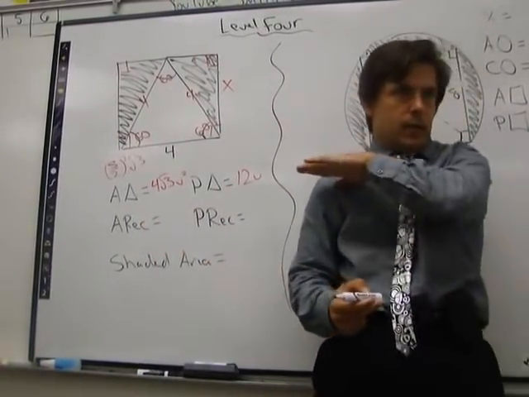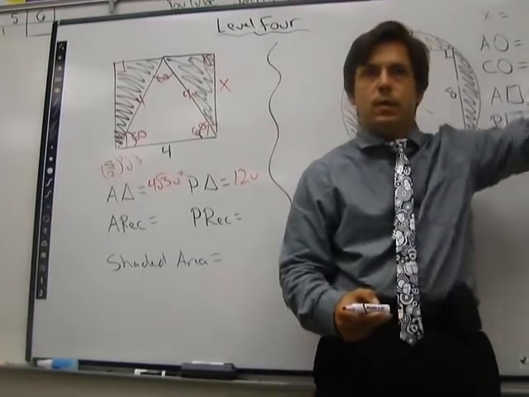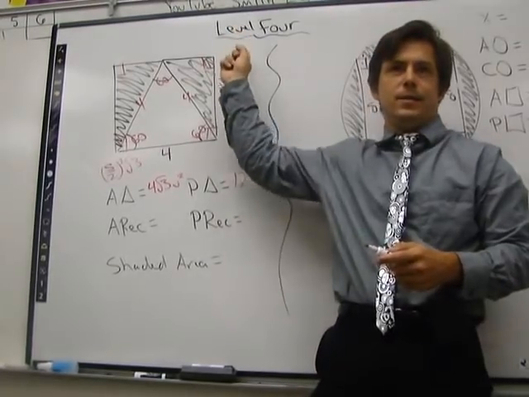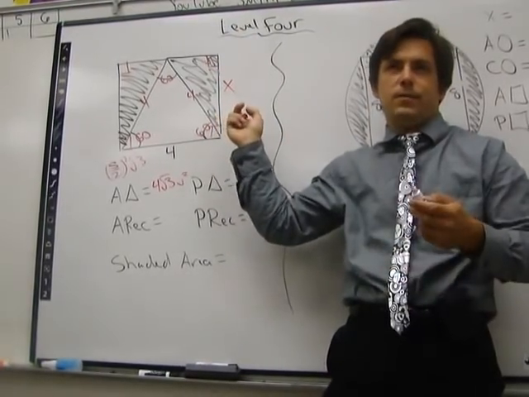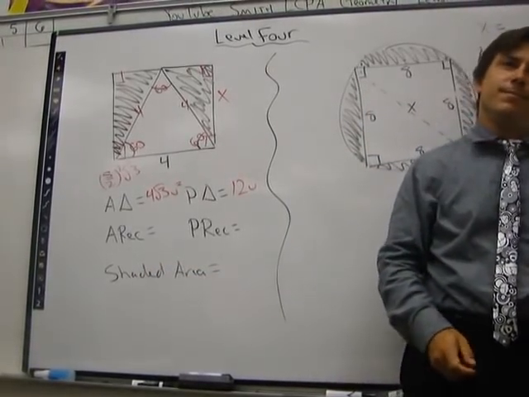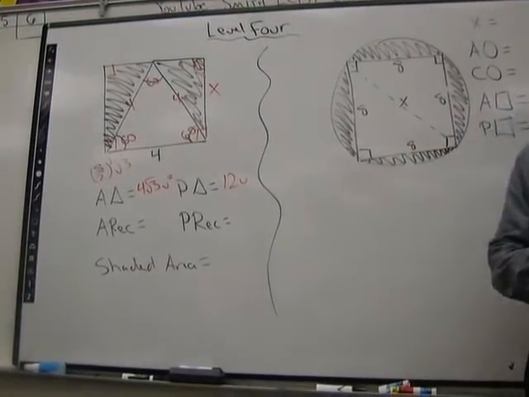Okay, here's where it gets messy, the area of the rectangle. Remember, the area of a rectangle is base times height. What's the base of this rectangle? 4. Does anyone know what the height is? Nope. It's x, right? So it's going to be 4 times x. Can we just put 4x? No, we would like to, but we have to figure out what x is.